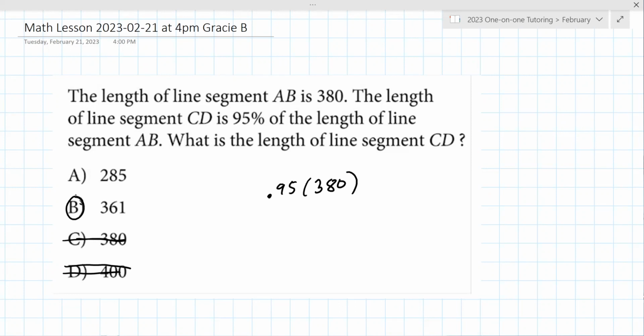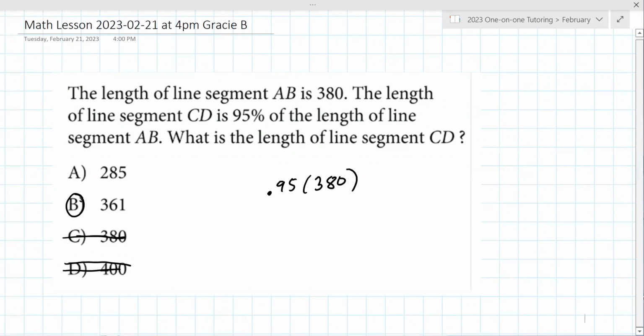The reason is that it's really close, and 285 is way too small compared to that. I guess it really comes down to your comfort level with percentages and decimals and things like that. All right, so let's look at another question. Any questions on that one before I go? No. Okay.